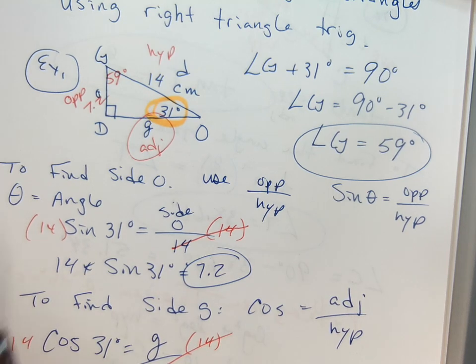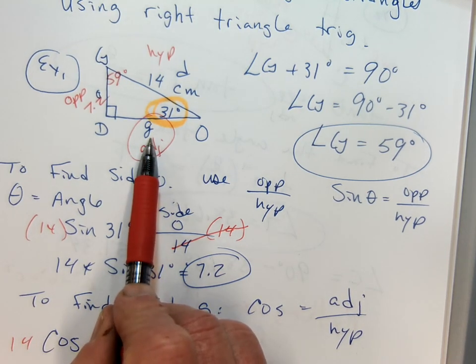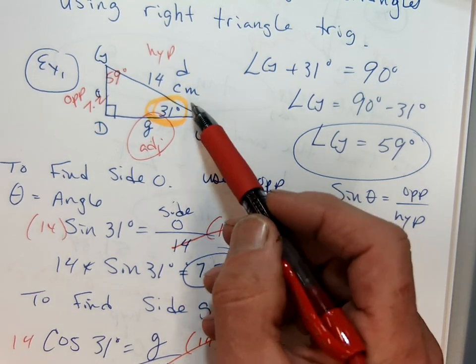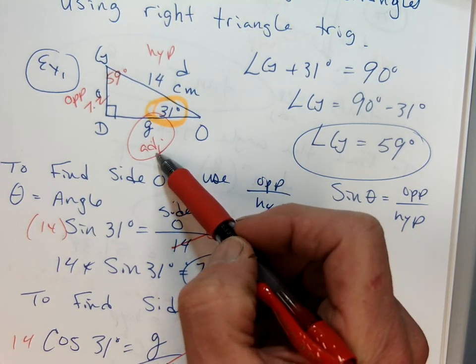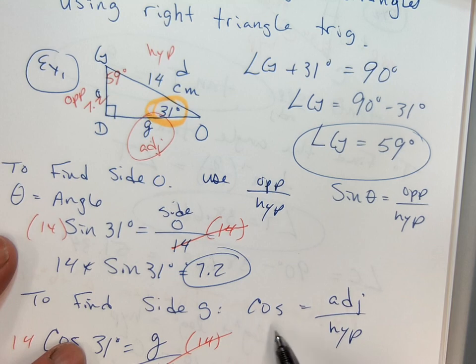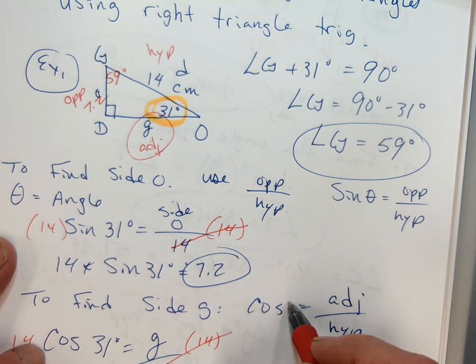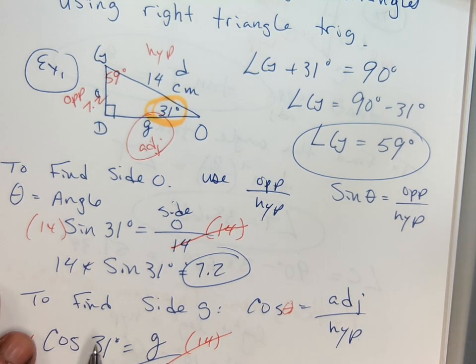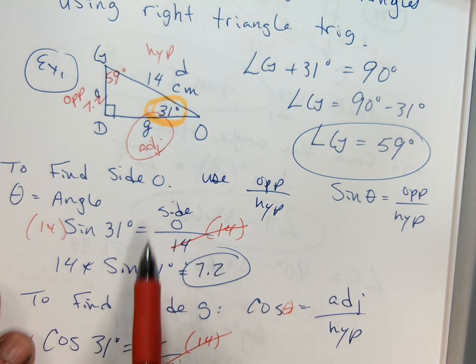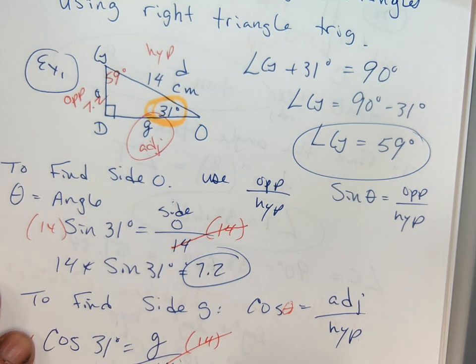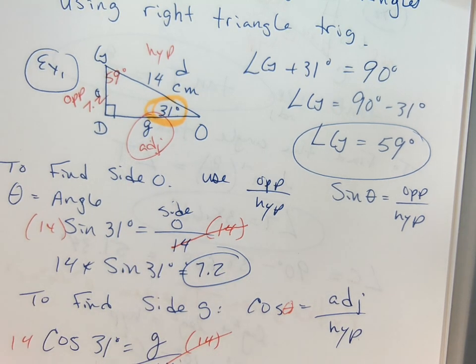Okay. Now we want to find side G, which is my adjacent side. So I set up cosine instead, adjacent over hypotenuse. So I set cosine of 31 degrees equal to my adjacent side, which is G, over 14, which is my hypotenuse. Multiply by 14. I use my calculator, and I got about 12.